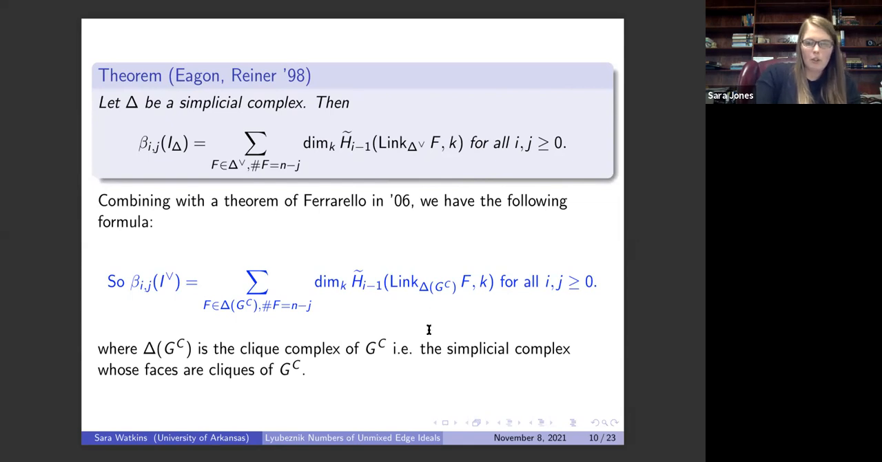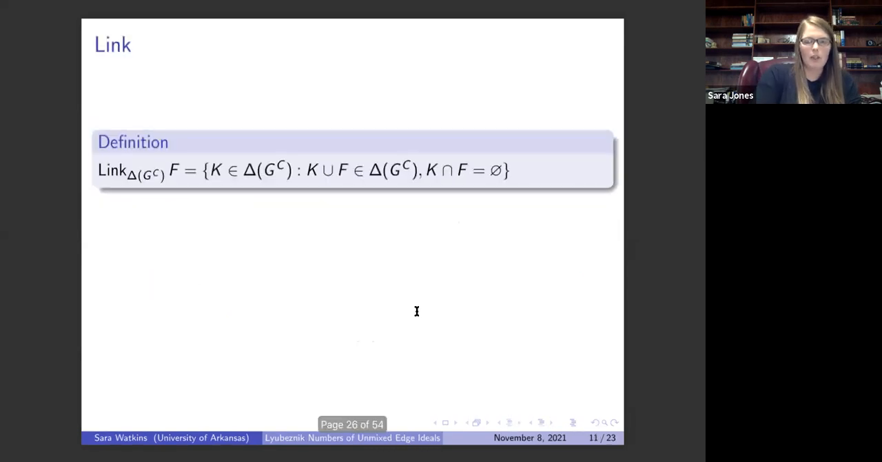Okay, but do notice that we have this link here that we don't know anything about yet. So we'll define the link, and I think that will be the final piece that we need to get back to the main result. So the link, here's the formal definition of it. It's a little bit easier to see through an example.